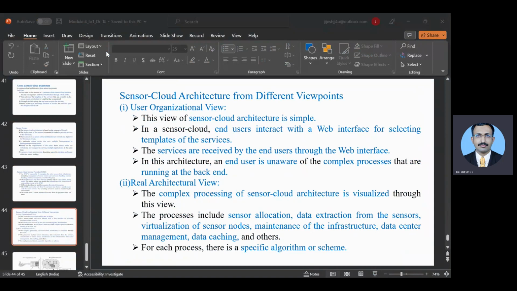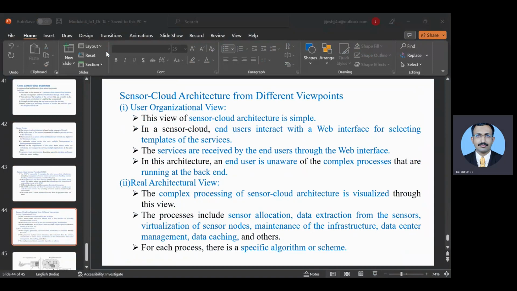So what is that? The sensor cloud architecture is simple. They think that it is very simple, and end users interact with the web interface and templates, and services are received based on the requirement. Like the simple example I have told you, the way you think and see is different as a customer. When you are a developer, what you see and think will be different.